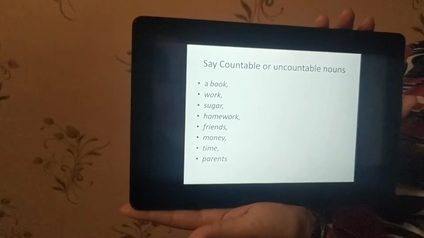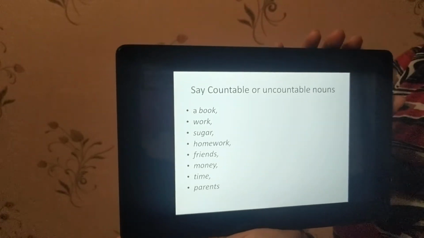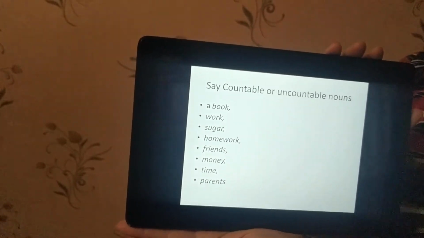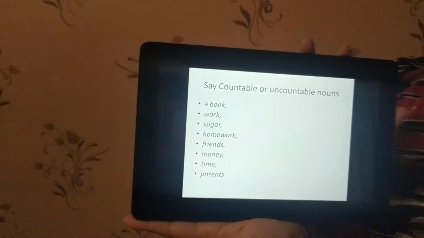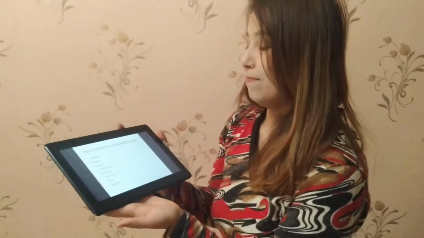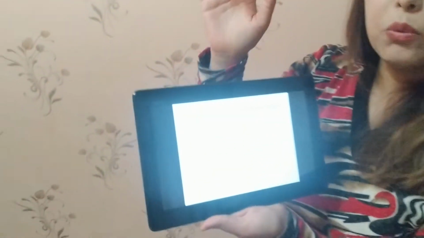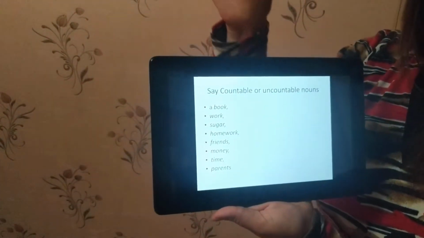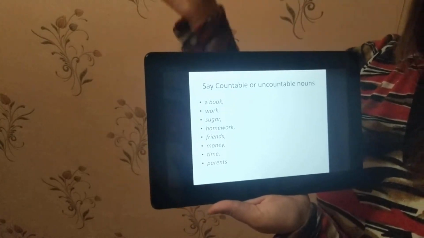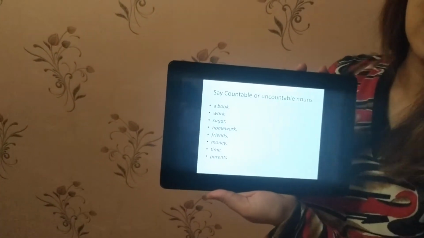And what about work? What do you think, Shahnaza? The word work, is it countable or uncountable? Countable? So, can you believe it? No, I'm sorry, it's uncountable, unfortunately. And what about sugar? Can we count the sugar? 1 sugar, 2 sugars, 3 sugars? What do you think? No, yes, that's uncountable.